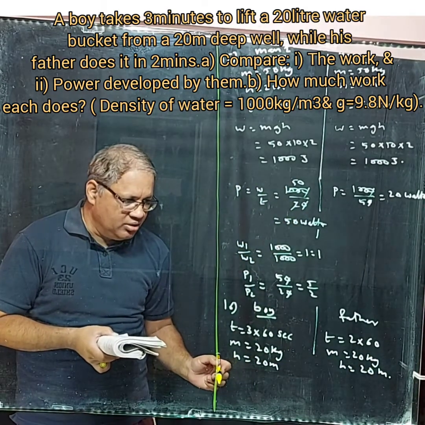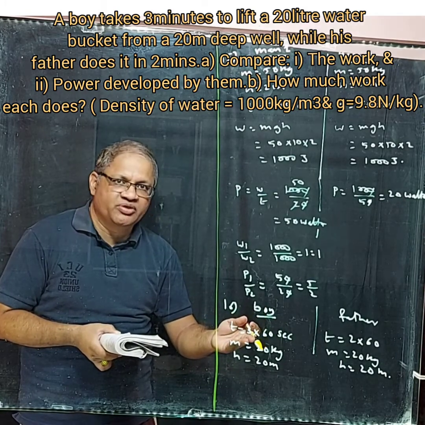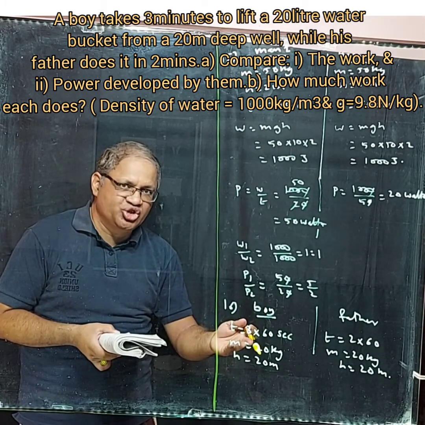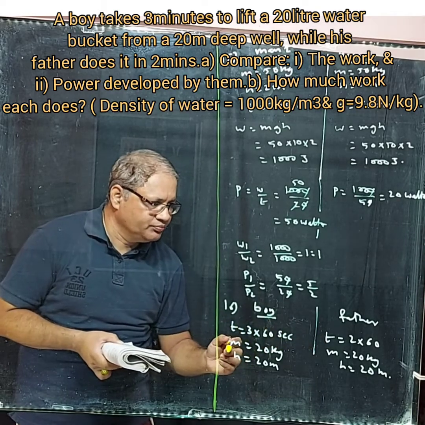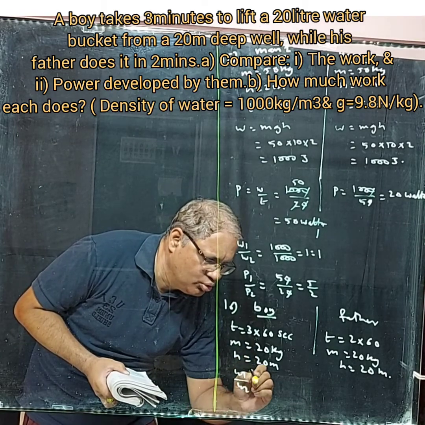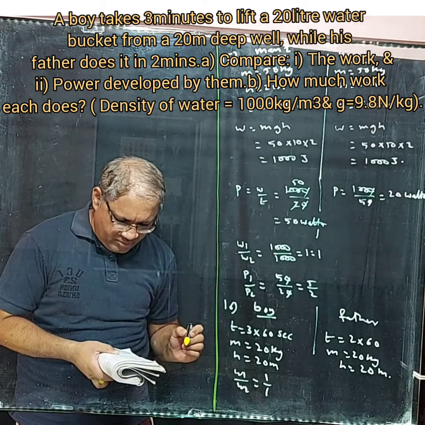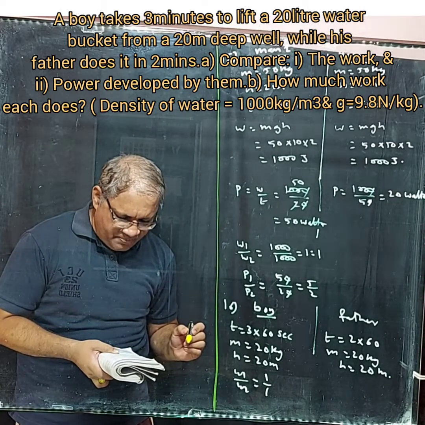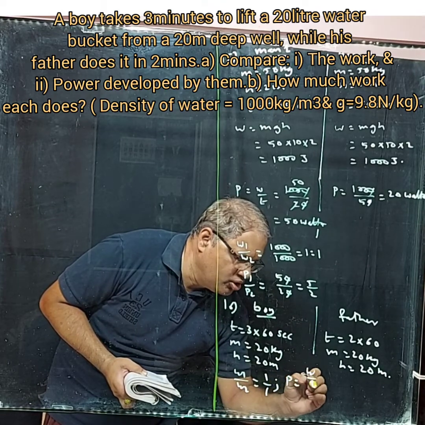Compare the work done. So work done will be the same for both of them because mgh, everything is the same for both. So work done is the same. W1 upon W2 is equal to 1 upon 1. Okay. Then power developed by them. Power is equal to work upon time, right?